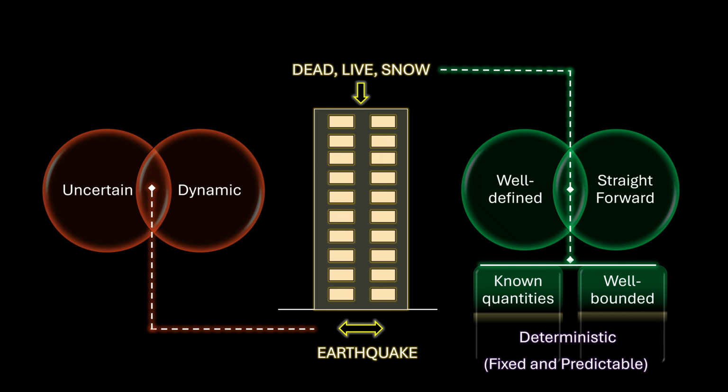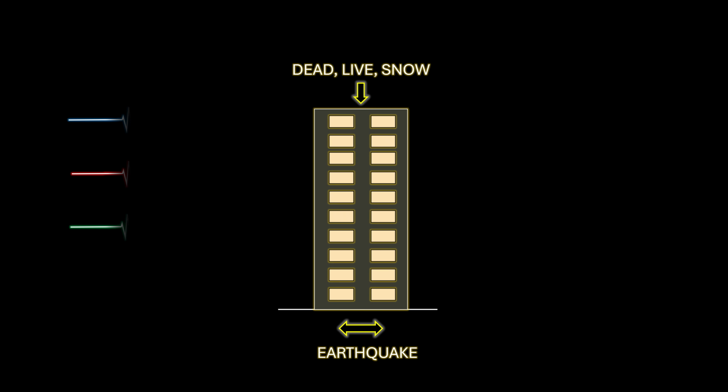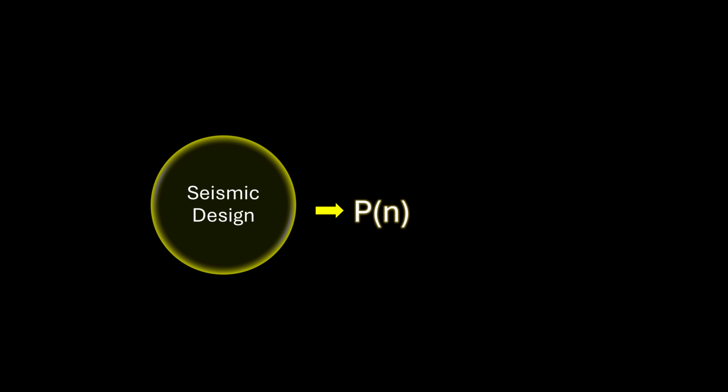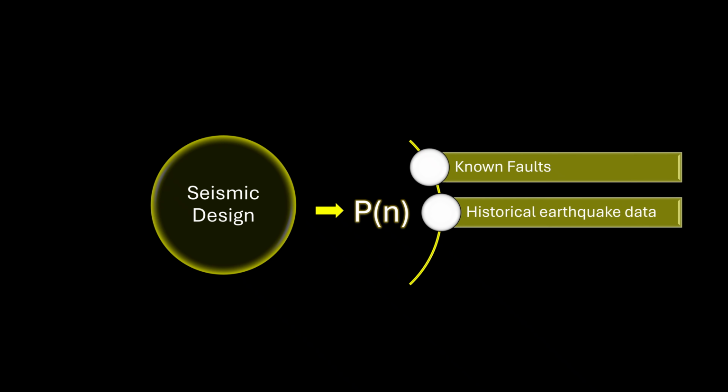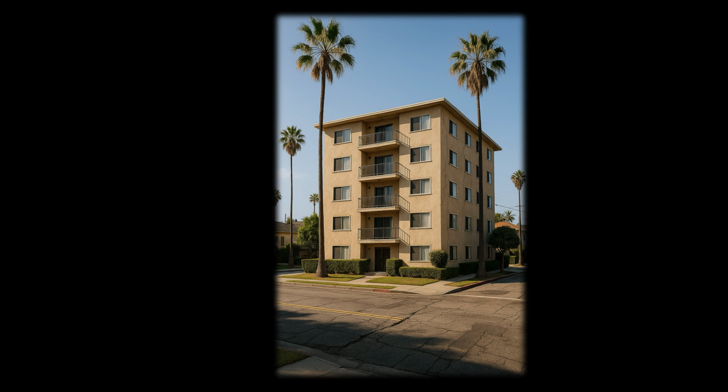On the other hand, when we design for earthquakes, we're not dealing with a single force that is known. Instead, we're hedging against uncertainty. We are accounting for a range of potential ground motions and their likelihood of occurrence. Seismic design today is rooted in probabilistic hazard models which estimate the likelihood and severity of ground shaking at a given location based on known faults and historical earthquake data, as well as the geological characteristics that influence the propagation of seismic waves.